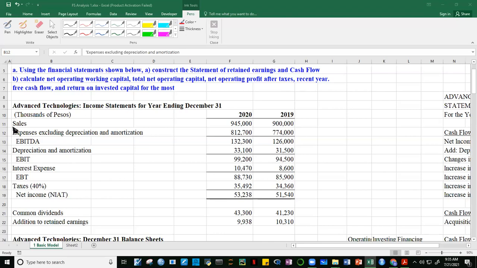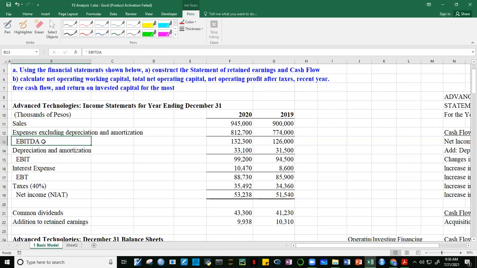So when we subtract from sales all your expenses except depreciation and amortization, you have an item called EBITDA. Question ko lang, Josh, na-meet nyo na ba ito sa accounting, yung EBITDA na ito? No po. Okay, first time nyo na-meet. So for the first time, guys, na-meet natin itong, it's not an account, it's a measure, EBITDA: earnings before interest, taxes, depreciation, and amortization.